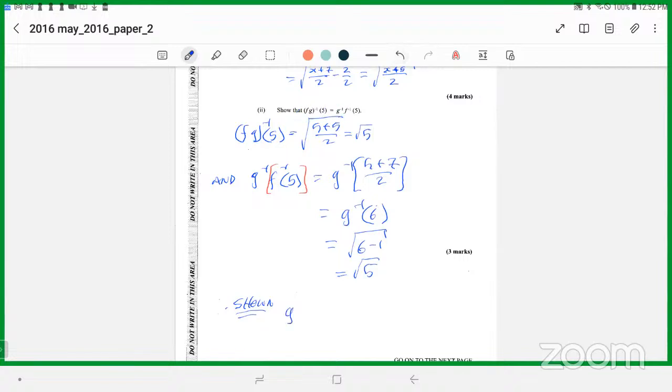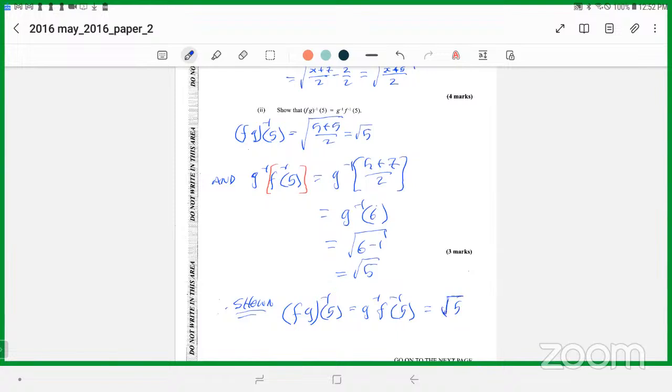So fg to the minus 1 of 5 is equal to g to the minus 1 of f to the minus 1 of 5. And both of them equal the square root of 5. That's what we have shown.